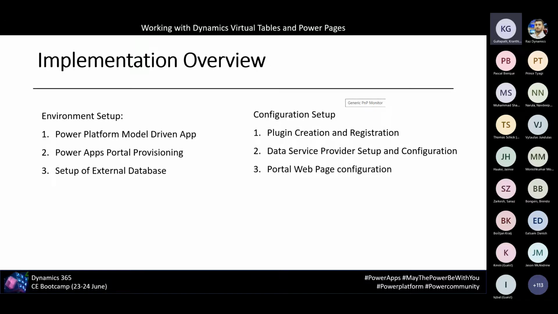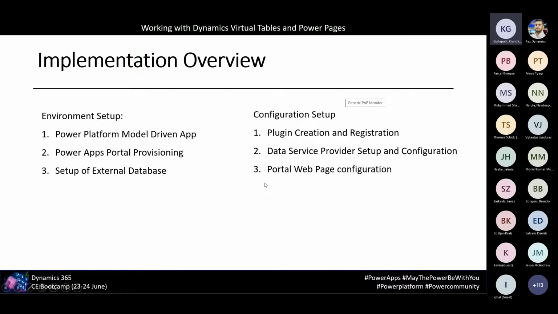Then the configuration, in order to render the data in the virtual table. We need to set up a few things, and all the steps are detailed on docs.microsoft.com, and we are just going to play around with that. We need to create a plugin and register that plugin to our Dataverse, and we need to create the data service provider setup and configuration. A few of the terms might be confusing, but we are going to see it step by step so that it will be very clear for us.